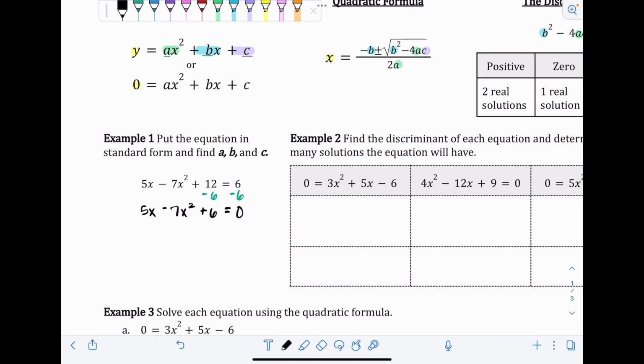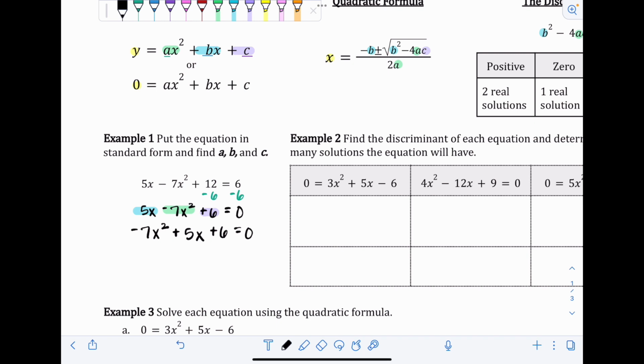And then now I have to reorder it so that the x squared part comes first. The x squared part has the negative 7 in front of it, so I would reorder that term to the front. And then next has got to be my bx term, so I'm going to put the 5x second. Since there's no sign in front of the 5x, I would do a plus 5x. And then my constant should go third, so the plus 6 should go last. And then is equal to 0.